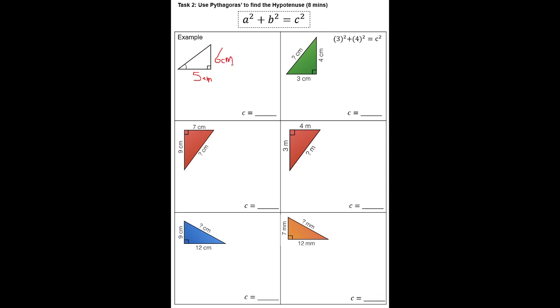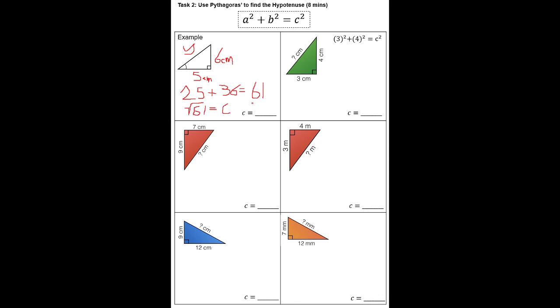And we're looking for, we'll call this y. Okay, so 5 squared is 25 plus 6 squared is 36 equals c squared. So 25 plus 36 is going to be 61. So c is going to be the square root of 61.